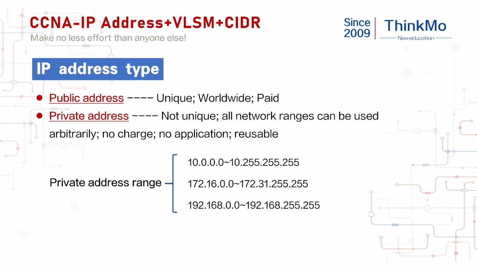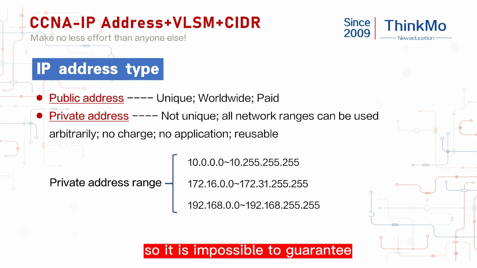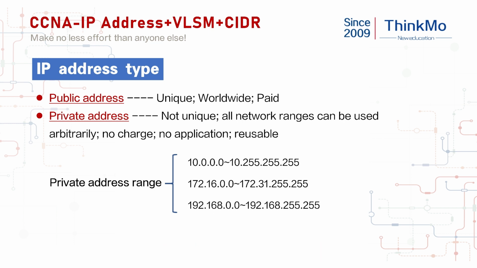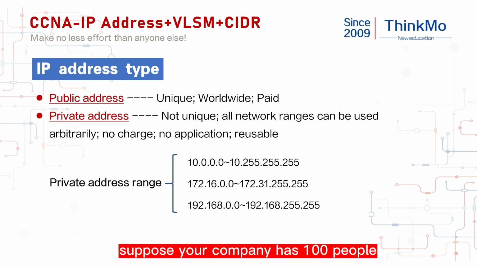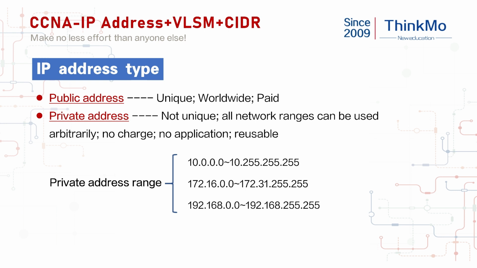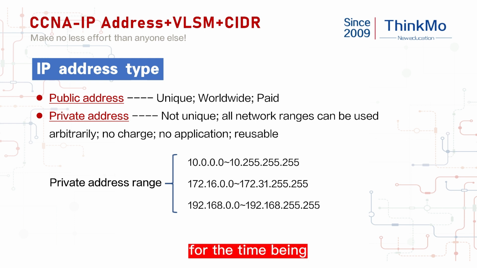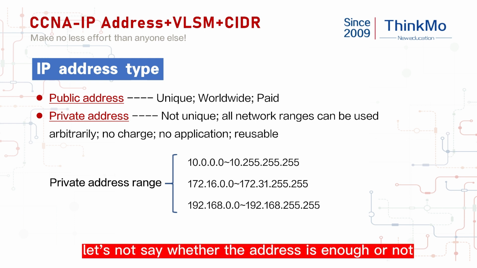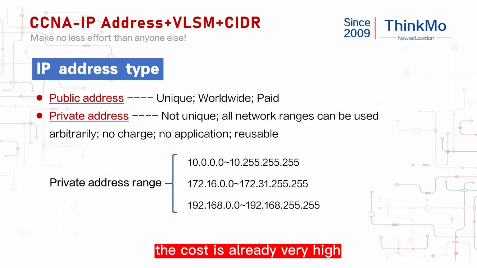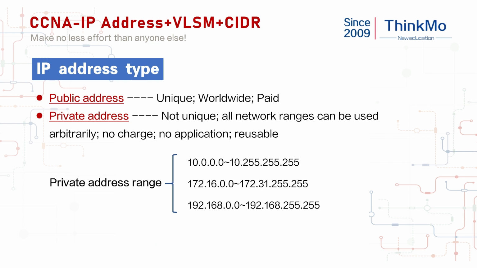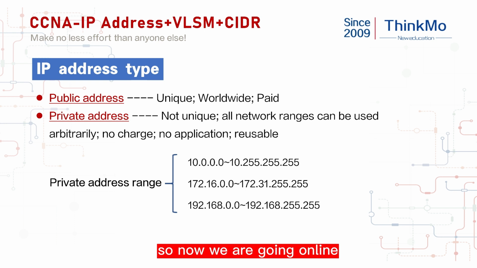So we will know that, due to too few addresses, it is impossible to guarantee that every device in the world, every interface, uses a public address. Definitely not enough. Suppose your company has 100 people and needs to apply for 100 public addresses. For the time being, let's not say whether the addresses are enough or not. The cost is already very high, because it costs money. So, now we are going online.